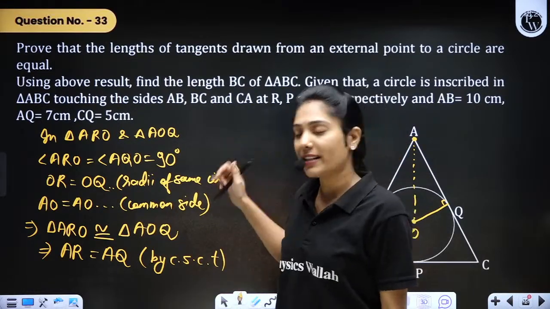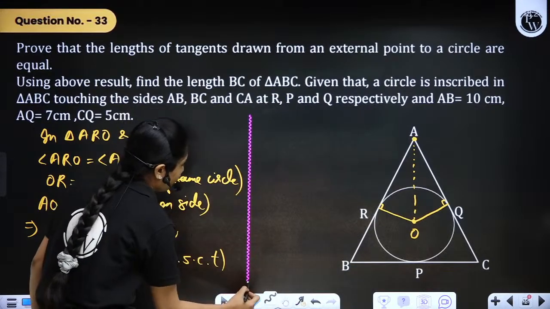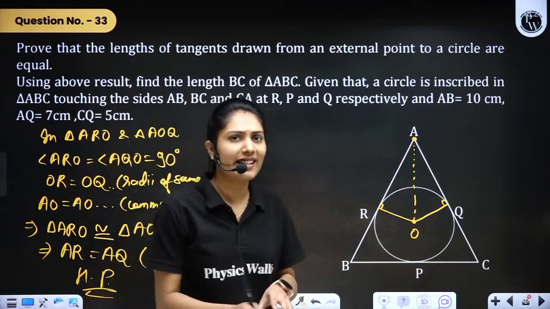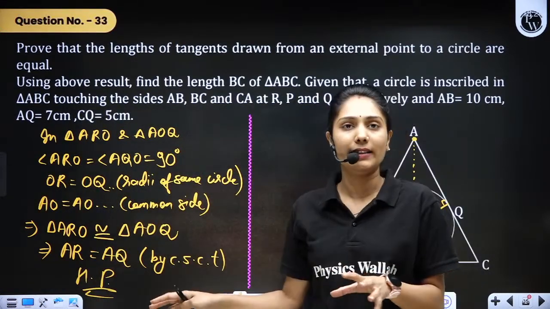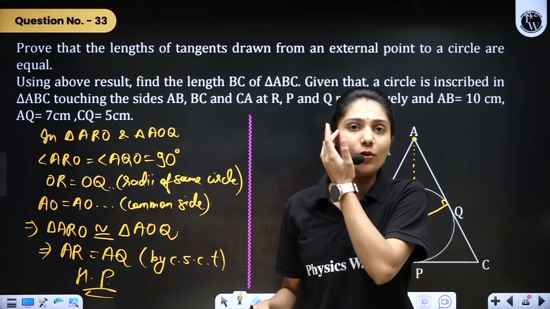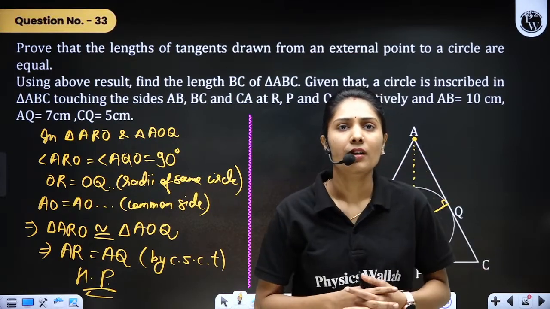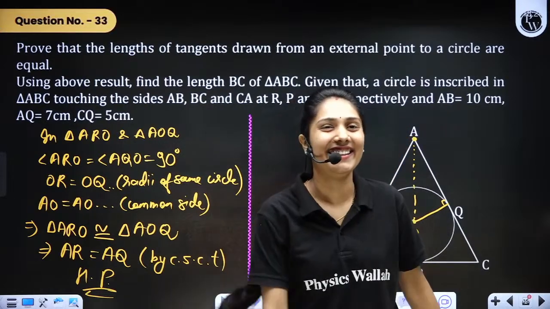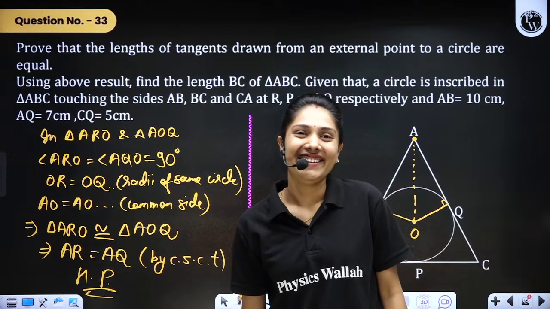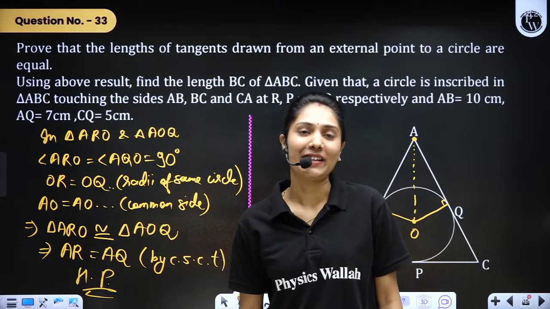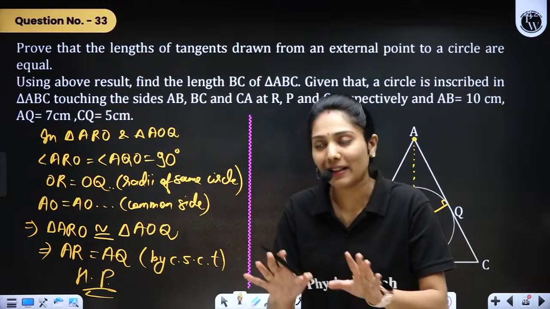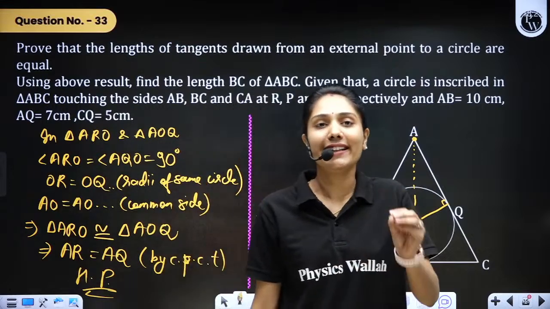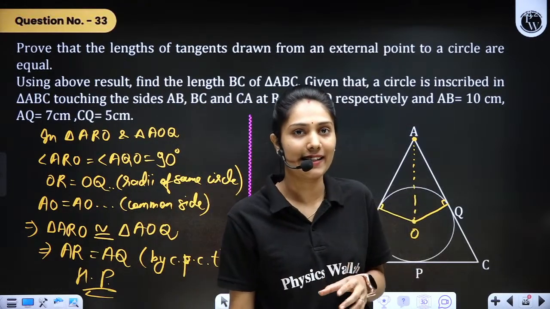Now we will move towards the second part. Hence proved. You have to write the statements in detail. I'm just writing it in a shorter form, but you have to write it in detail. CPCT, corresponding parts of congruent triangles, you can also use. I'm directly using the side here. Yes, beta, CPCT. No problem, I'll change it to CPCT. It directly indicates the side.